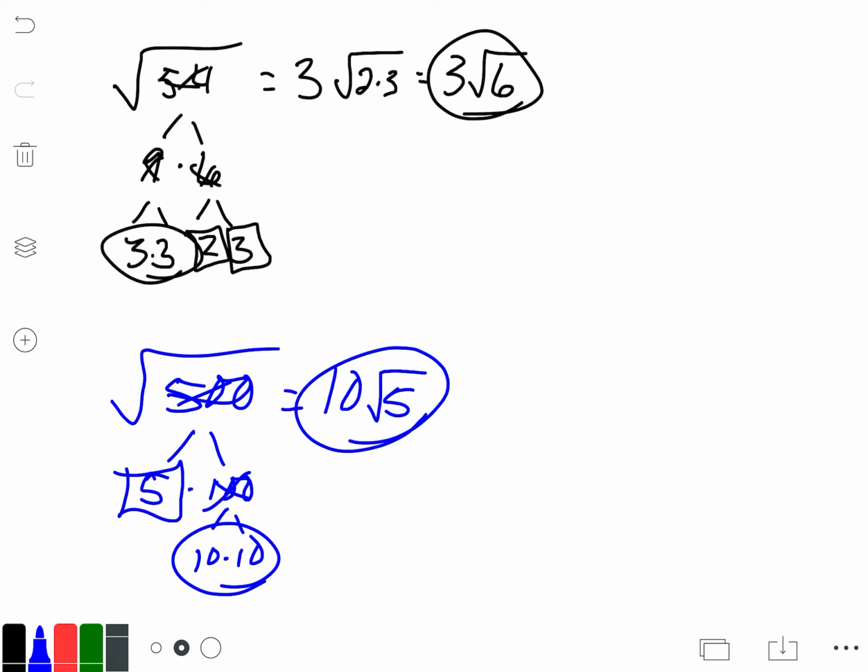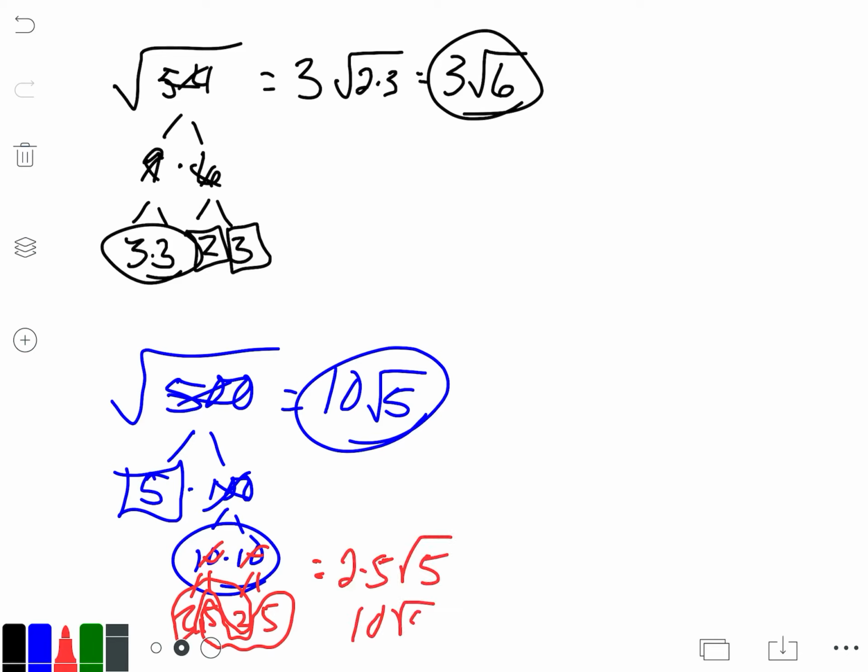And maybe you didn't see it that far. Maybe you forgot that 10 times 10 is a pair, and you just decided to go, okay, well, that's 2 and 5, and that's 2 and 5. Well, you got a pair of 2s, and you got a pair of 5s. And so a 2 comes out, and a 5 comes out, and a 5 stays in. And 2 times 5 is 10. No matter what, you get back to the same place.